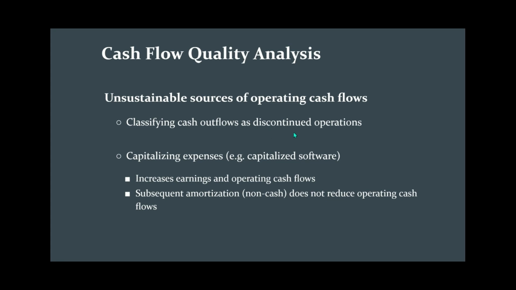Classifying cash outflows as discontinued operations, analysts will typically view this as not a part of the company's normal operations, and therefore it's not shown as regular operating cash flows, as ongoing operating cash flows. But this cannot continue indefinitely, and the company cannot keep classifying parts of its operations as discontinued. So again, this is not a sustainable source of operating cash flows.